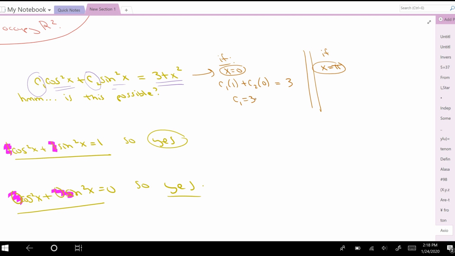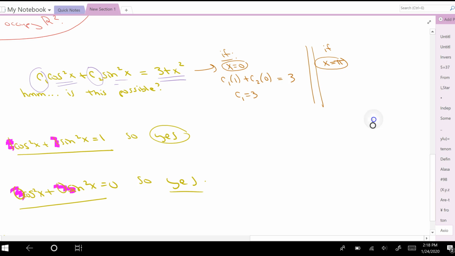What I want to do is pick another value of x to see if I get a contradiction for C1. So if x equals pi, I'm going to get C1 times -1 plus C2 times 0 equals 3 plus pi squared, which then tells me that C1 equals negative the quantity 3 plus pi squared. Well, C1 can't be two different things. You can't have a contradiction.